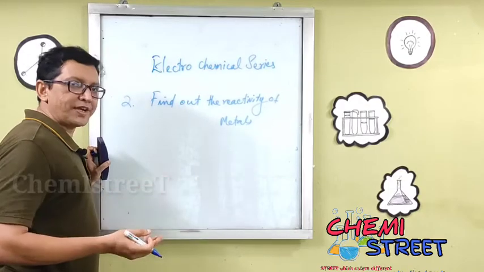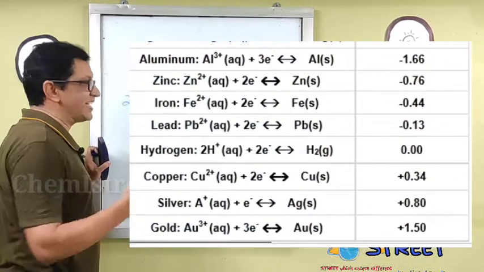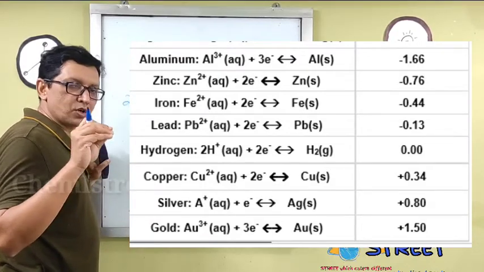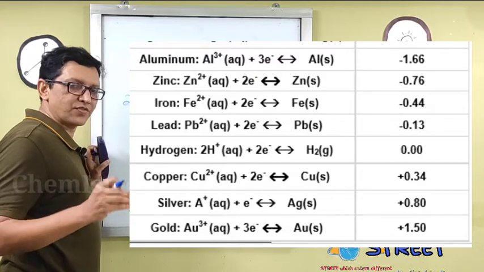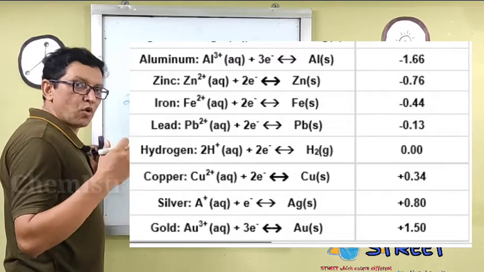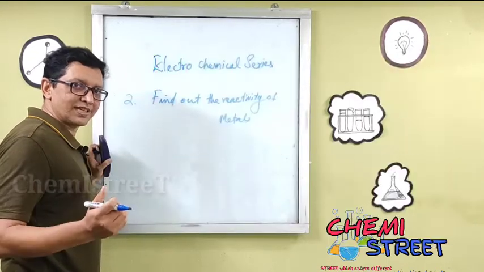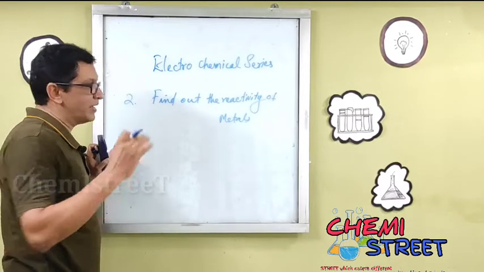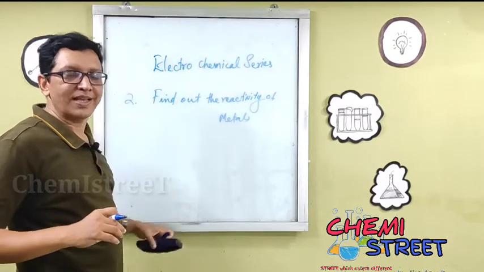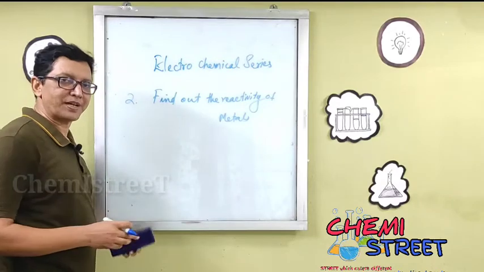Now, which is more reactive, zinc or copper? Yes, zinc is more reactive. Why? Because the electrode potential of zinc is minus 0.76, while in the case of copper it is 0.34, a positive value. So zinc is more reactive than copper. Which is more reactive, lithium or zinc? Lithium is more reactive. Why? Because the place of lithium is at the top, above copper in the electrochemical series. So it helps us to find out the reactivity of metals.